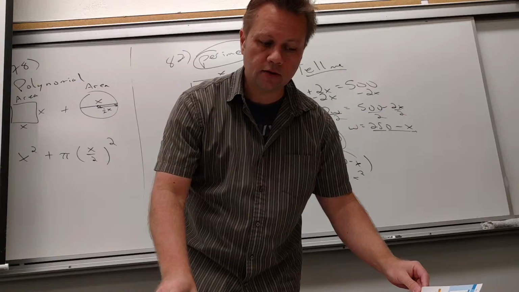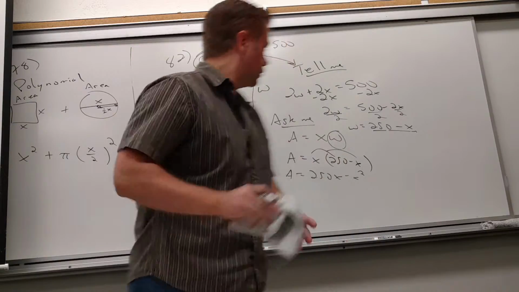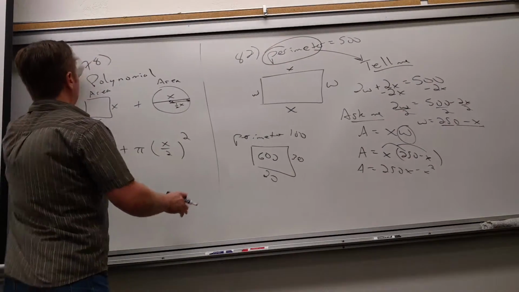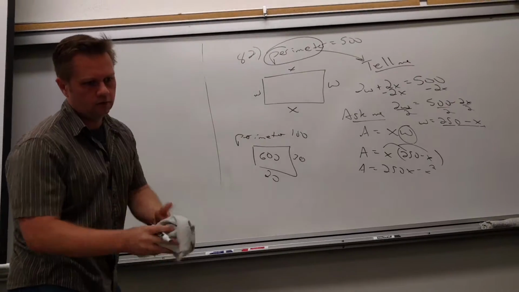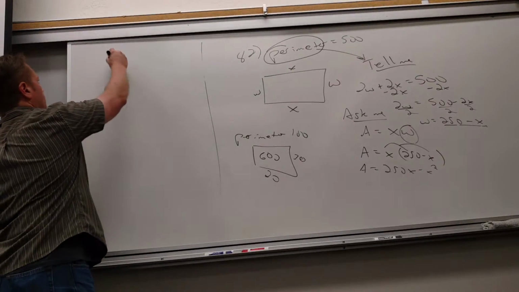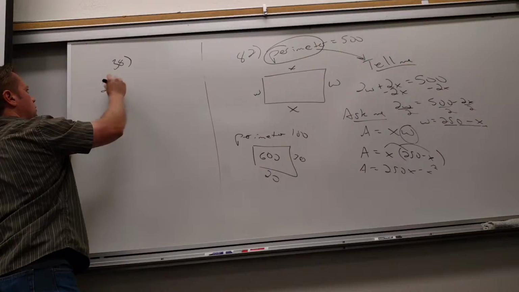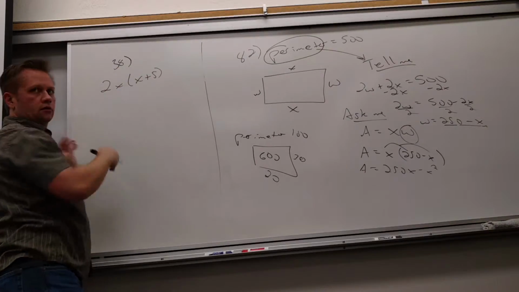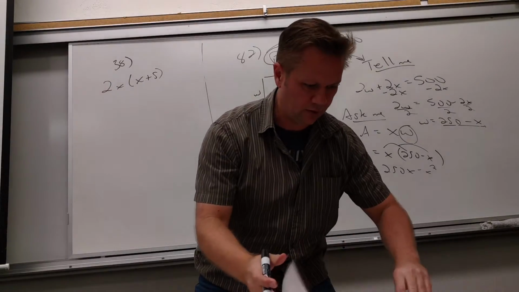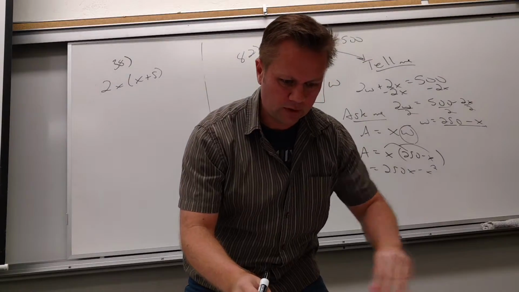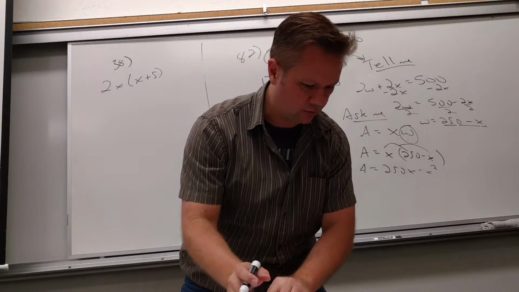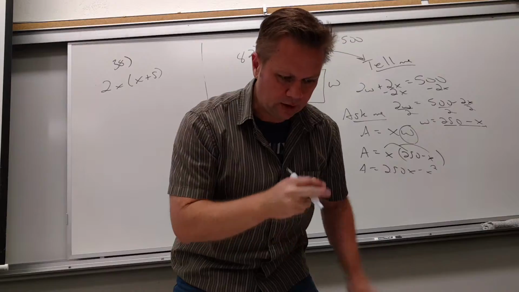The square? So I did it for A. For example, like 38, 40. It's got 2x times x plus 5, right? And they do give you an example, right? They give you at least one example, like back on page 319.